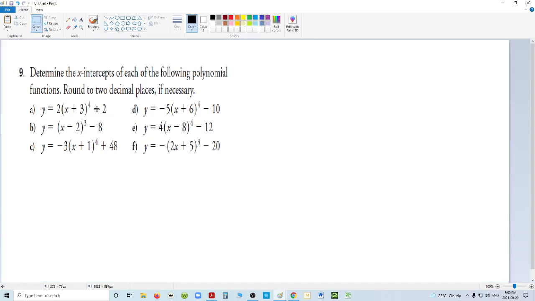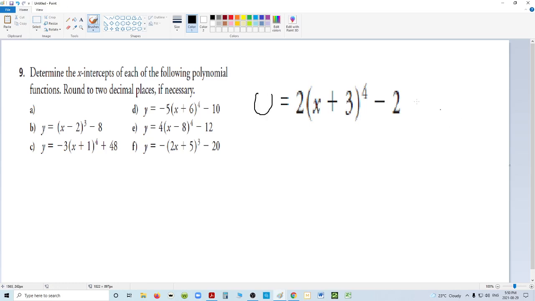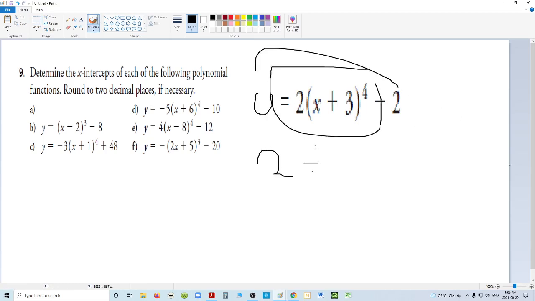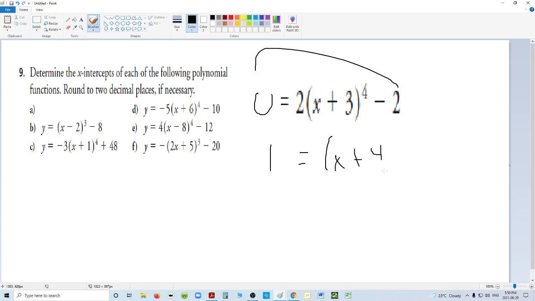So if you look at this one, and you make it equal to 0, you bring the 2 to the other side. You get 2 is equal to 2 times this. You divide by 2 to get rid of that. So that means 1, 2 divided by 2 is 1, is equal to x plus 3 to the power of 4. You take the 4th root of both sides. The 4th root of 1 is plus or minus 1. So I get plus 1 is equal to it, and minus 1 is equal to it. X plus 3.